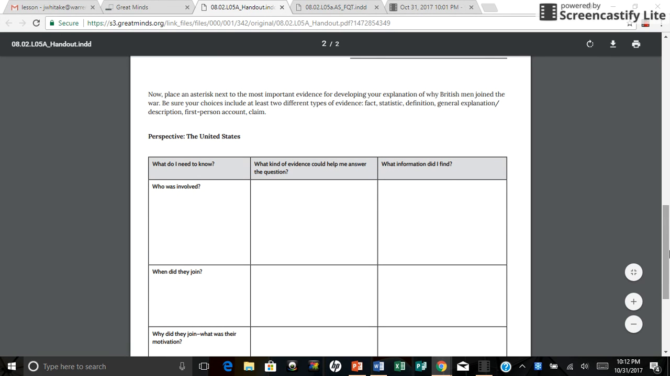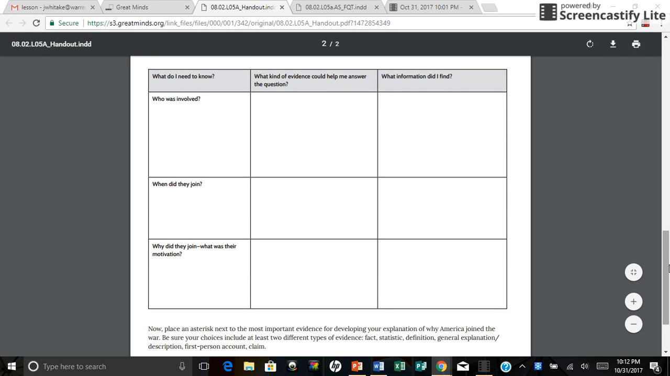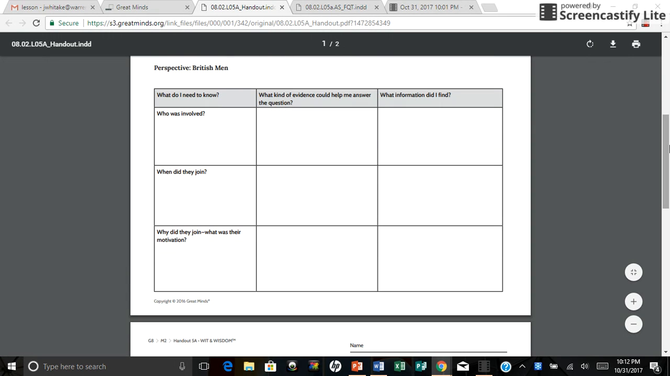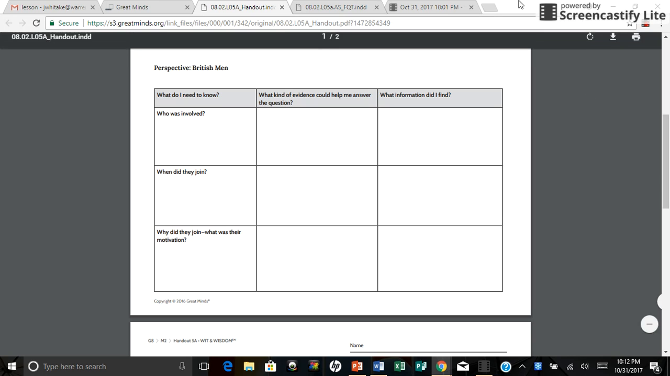So you're going to do the same thing, only now instead of looking at a specific person or clientele, you're looking at a country. And this one we're going to look at the United States. Who was involved, when did they join, and why did they join? What was their motivation? So you're looking at the same questions, but being more specific, British men versus the United States. Once you complete this, then you need to get the handout 5A that's separate.